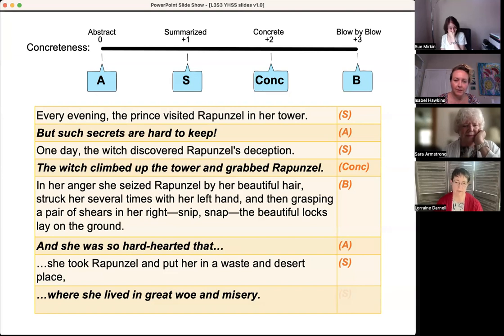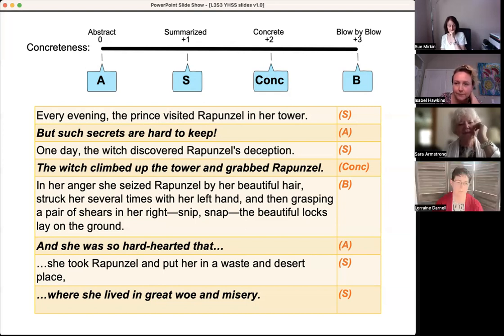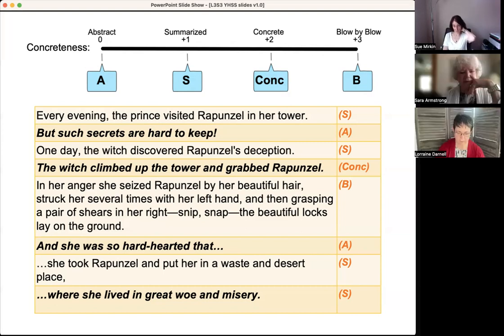Where she lived in great woe and misery. Where does that fit on the plan? Summarized. Yes. Yeah, I would say so too, because it is about what's happening. And if you imagine the story going on from there, she lived there, in great woe and misery. And then one day, right, and now we're about to go into the concrete. And so these all have their function. There's not a better or worse about these. There's just the choices.